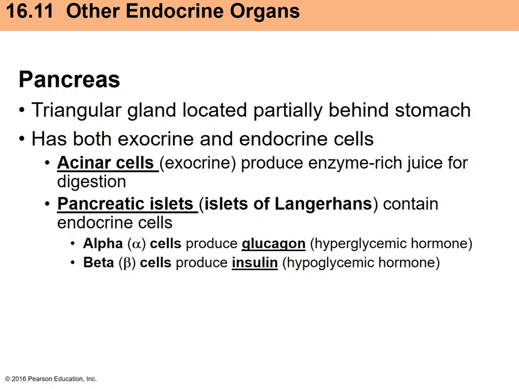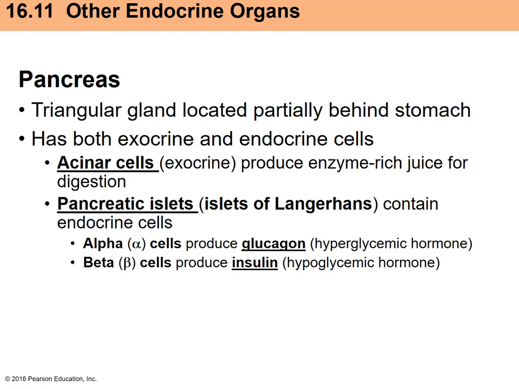The pancreas is located kind of behind and underneath the stomach. It actually has both exocrine and endocrine cells. The exocrine glands are the acinar cells. They are producing the pancreatic juice that's going to aid in digestion. It's going to be released into the small intestine.